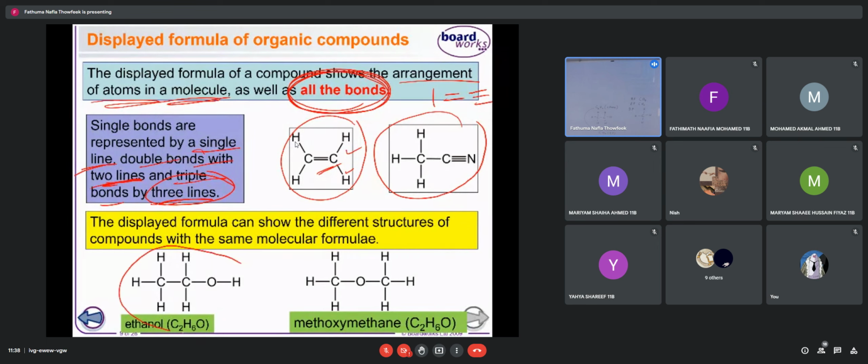This is ethanol, it is an alcohol. Methoxymethane, it is an ether. They have the same molecular formula. See, they have the same molecular formula but different structures. This is an ether. This is an alcohol. Okay, this is an ether.